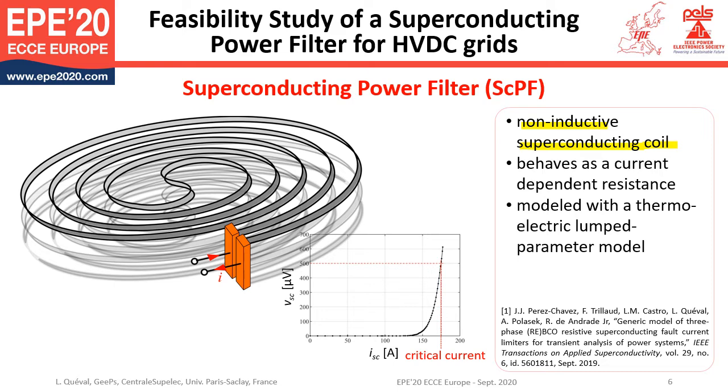The superconductor behaves as a current-dependent resistance. When the current is low, the resistance is zero. Around or above the critical current, the resistance increases. Actually, we must account for the temperature. This is why we use a thermo-electric lumped parameter model in the following simulations.